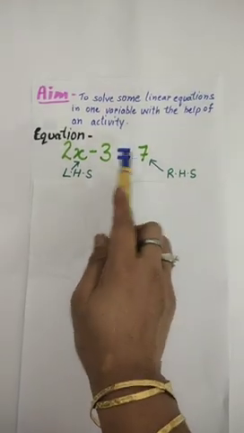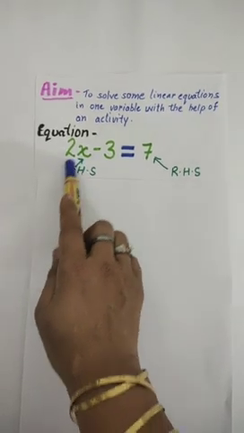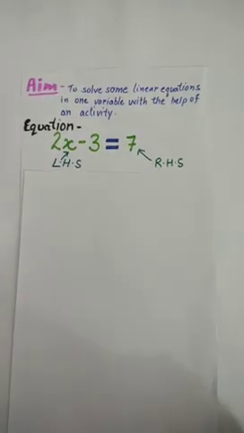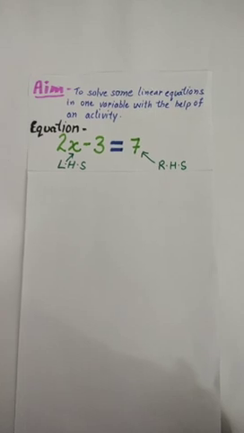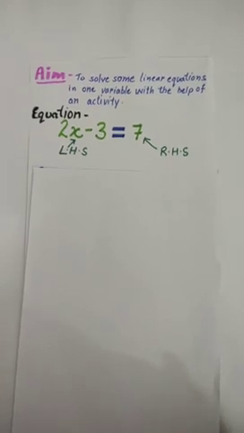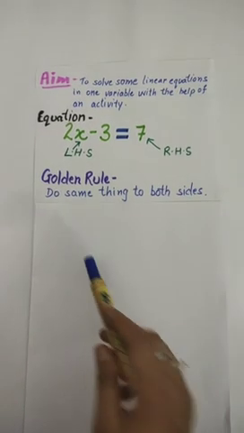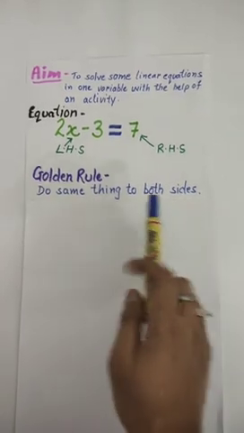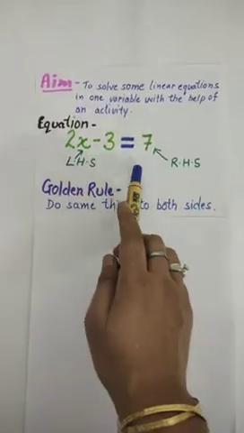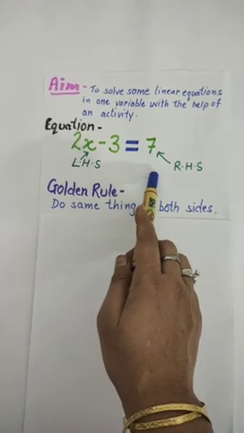This towards the left of the equal to sign is the left hand side. Towards the right, it is the right hand side. Always to solve an equation, you should remember this golden rule: do the same thing to both the sides. Whatever you do with this side, you have to do the same thing to the other side as well.